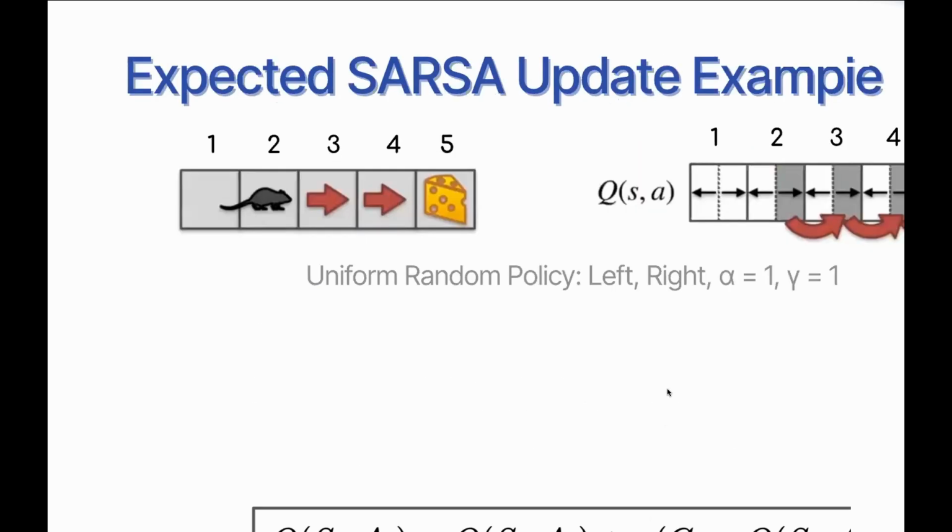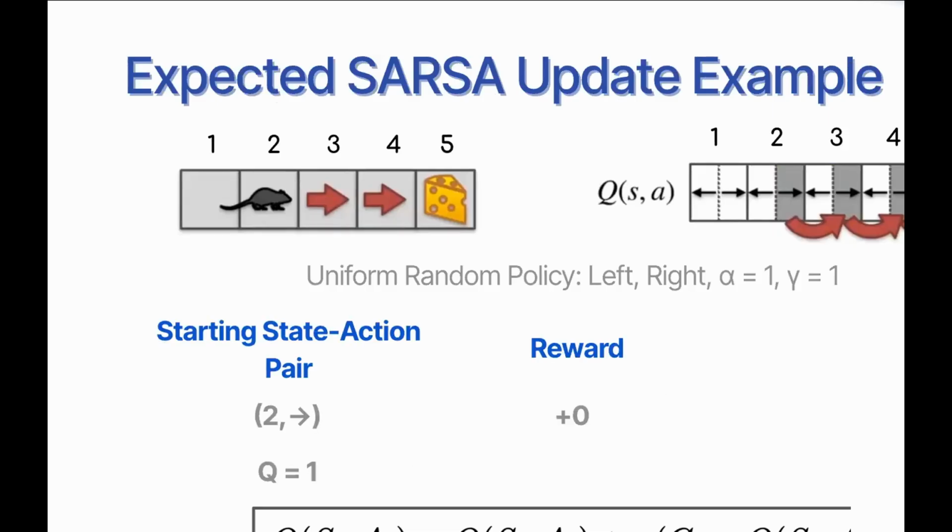Okay. Now, the expected SARSA update example is this. Once again, let's assume it's this. You start with (2, right), this state action pair. Let's assume the estimate for the Q value is 1.